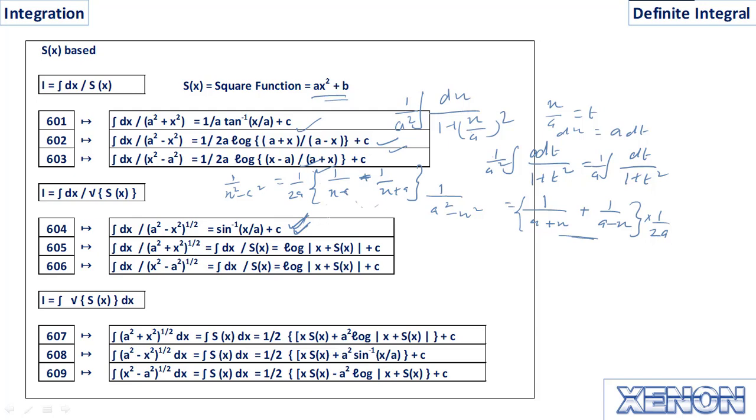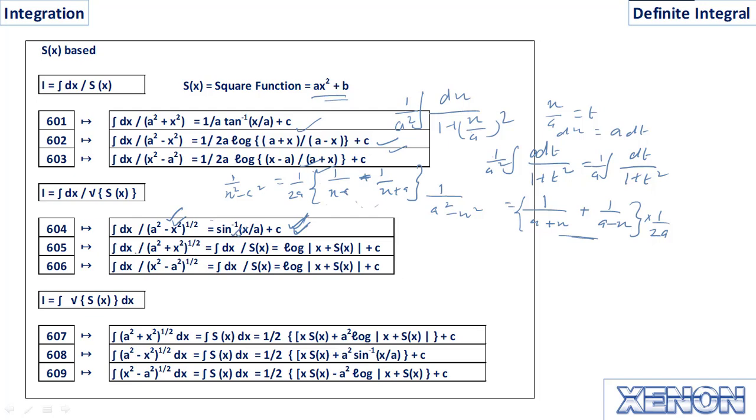Actually, what will we do from here? We will take out a from this equation, so we will be getting 1 upon a, integration of 1 upon square root of 1 minus x upon a whole square dx, and in this equation here we will put x upon a equals to t. So we will be getting the integration of this equation as sin inverse x upon a.